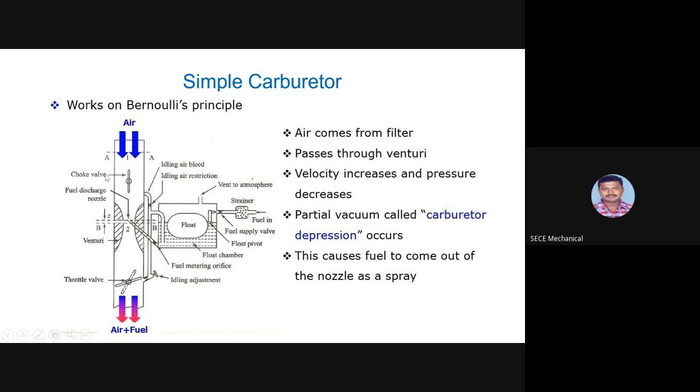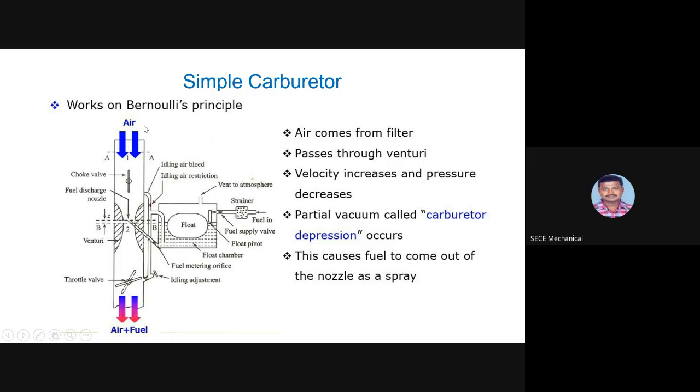So these are all the various parts: choke and fuel discharge, venturi, throttle valve, and fuel metering orifice, idling adjustment, float chamber, float pivot, and fuel supply valve, vent to atmosphere, idling air bleed, idling air restriction. Air and fuel will be mixed together because air comes from this way and fuel comes from this way. Both air and fuel mix in this area, and the mixed air-fuel mixture enters the cylinder during the intake or suction stroke of the IC engine.